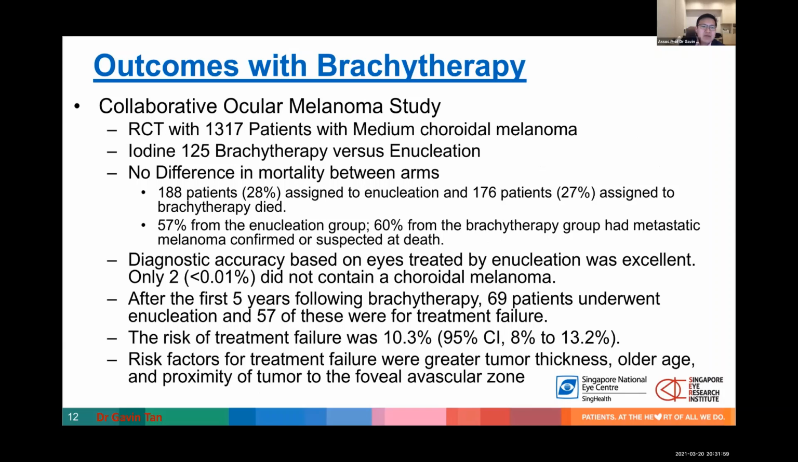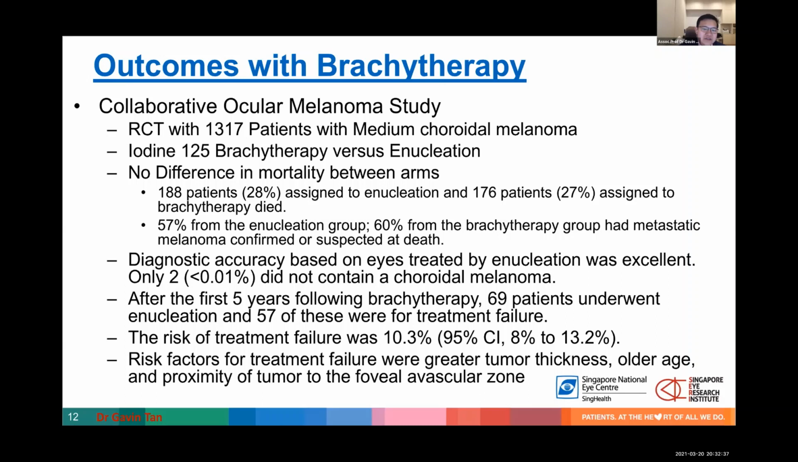So outcomes with ocular brachytherapy: we talked a little bit about local control, but it's good to have a look at what the Collaborative Ocular Melanoma Study found. To understand the basis for treatment, this was a randomized controlled trial with more than 1,300 patients, and they compared iodine versus enucleation. An important finding here is that about 27-28% of patients in both arms passed away during the follow-up period. And of that 28%, about 60% of deaths were due to confirmed or suspected metastatic melanoma. So in both groups, there was an equal mortality rate. And obviously you spare the globe by not enucleating it.